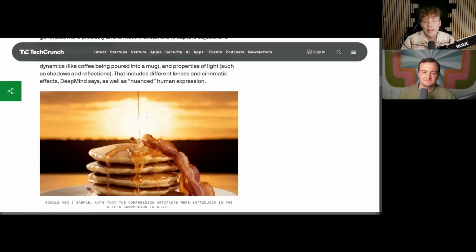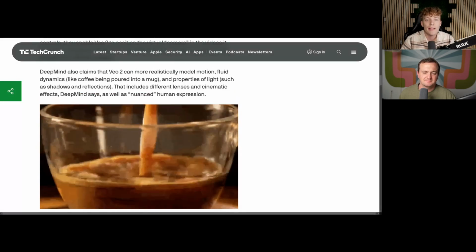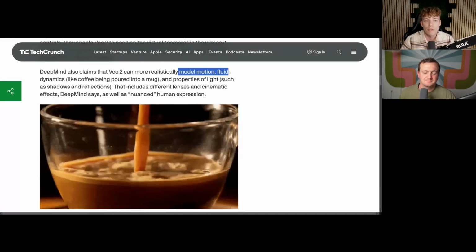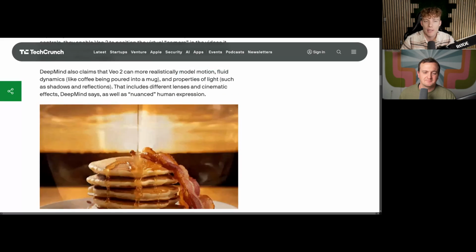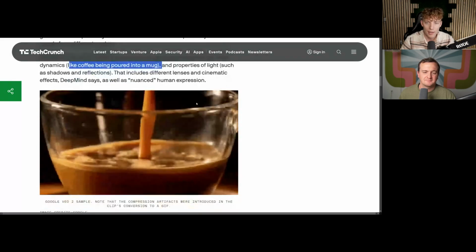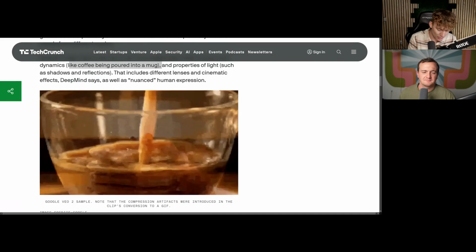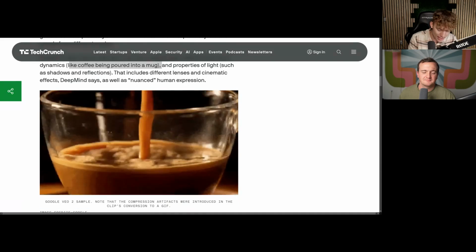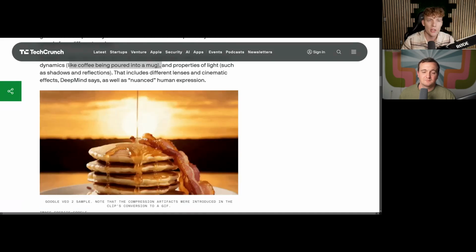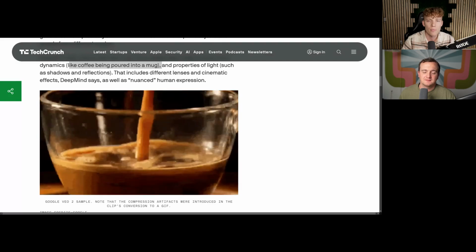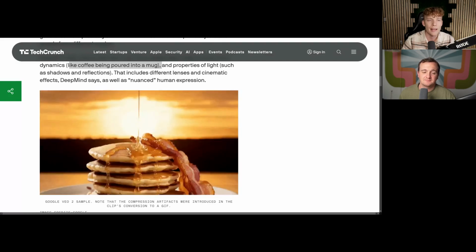Something they said it is very good at is realistic motion for fluid dynamics. Pretty much that means coffee being poured into a mug, syrup being poured onto pancakes, all of that liquid. What's interesting to me about that is I'm pretty sure it's Runway that's telling everyone that they're really good at doing that as well.